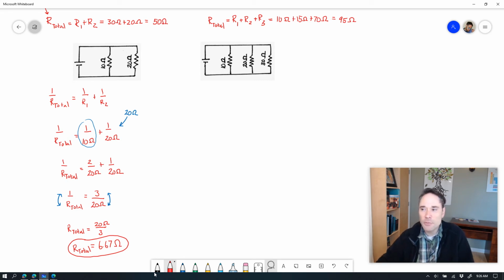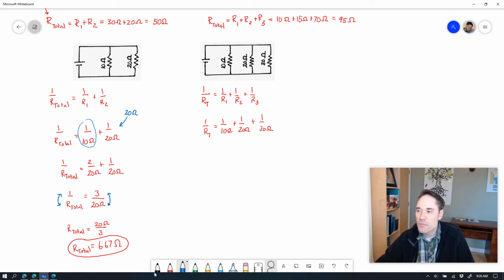So I'm going to do this a little bit more quickly on this next problem, but you get the right idea, and maybe a little bit smaller, so it's not quite so spread out. So 1 over R total, I'm just going to use a T for this, is equal to 1 over R1 plus 1 over R2 plus 1 over R3. And I'll do that again. So that's 1 over 10 ohms plus 1 over 20 ohms plus 1 over 30 ohms.